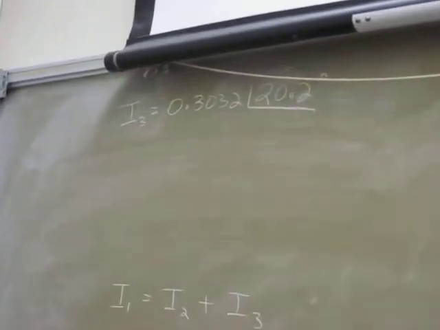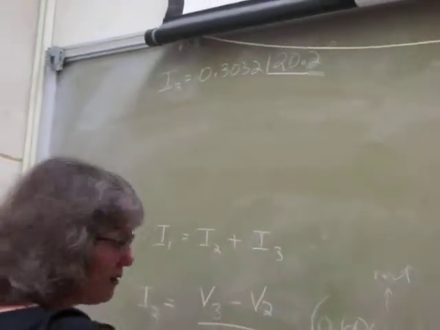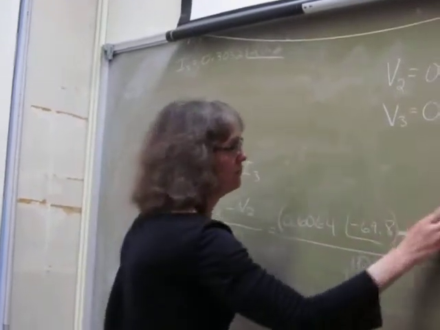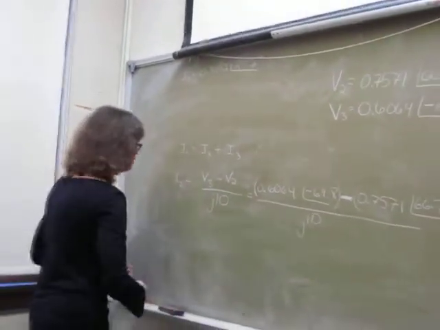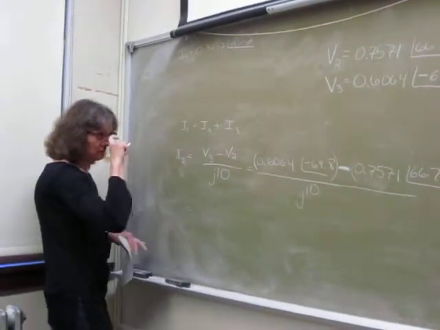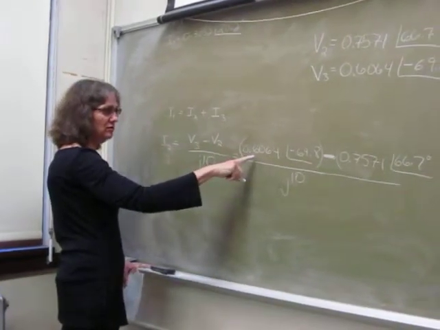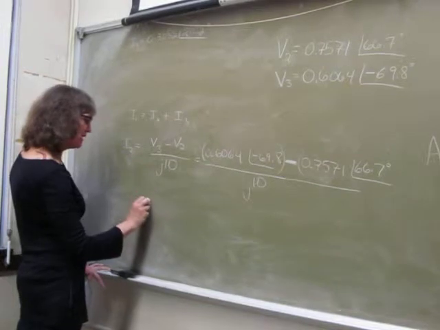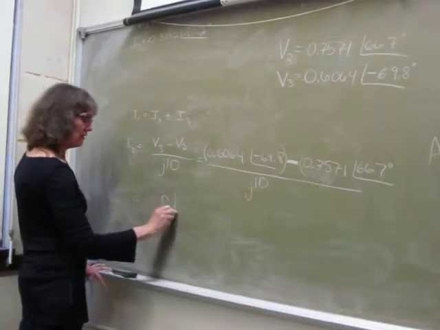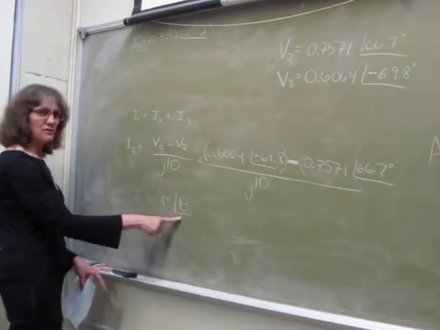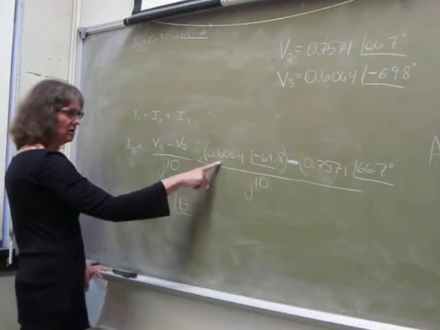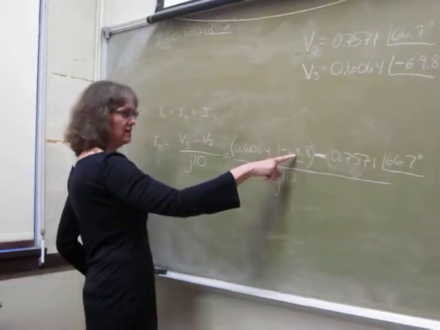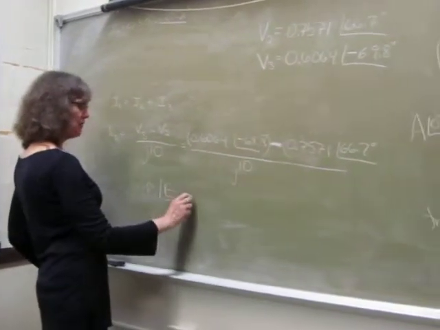So what we need to do is add and subtract complex numbers. There's no way around it. You've got to convert it to rectangular form. It's a pain, but just do it. To convert to rectangular form, if you ever get nervous and you forget, you have r angle theta, right? R in this case is 0.6064. The theta is minus 69.8.